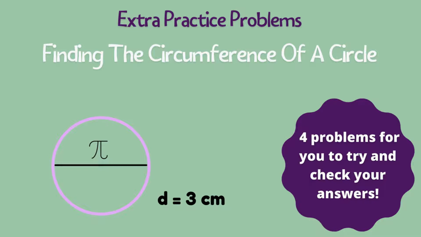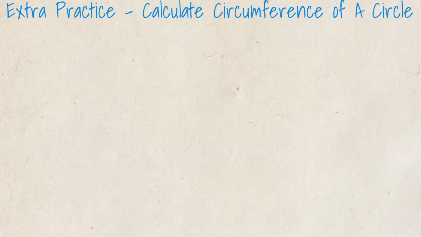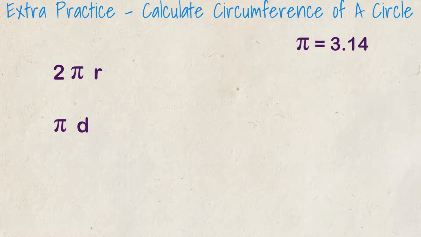Let's take a look at 4 examples for calculating the circumference of a circle. If you've watched my tutorial on how to calculate the circumference of a circle, you know we've talked about there being 2 formulas to calculate it. We can use 2 times pi times radius, or since diameter is 2 times the radius, you can simply multiply pi times diameter. We will assume for all the examples here that pi is equal to 3.14.